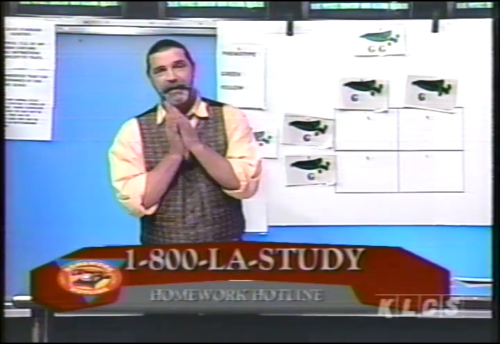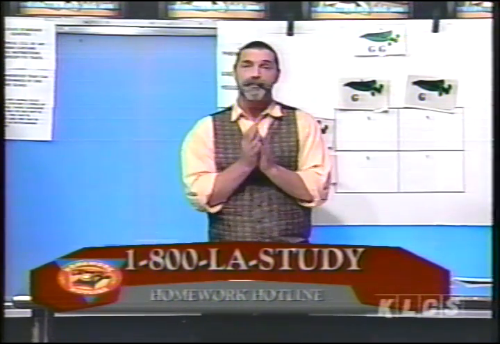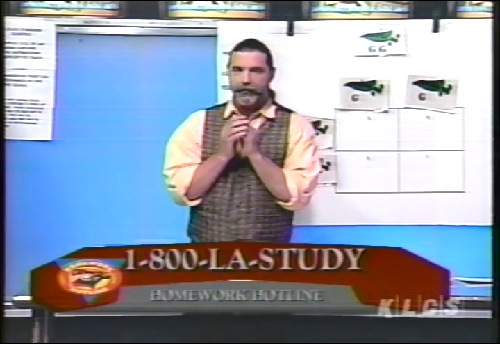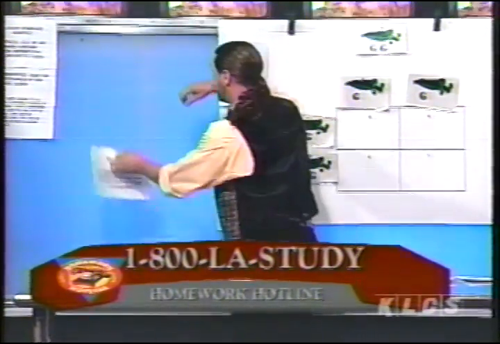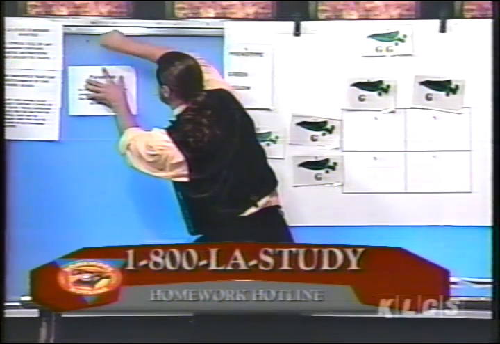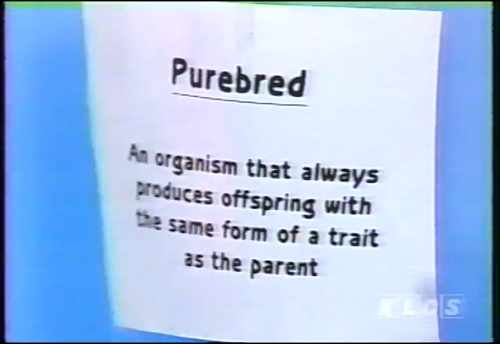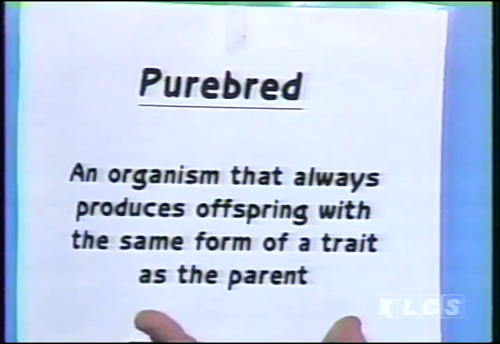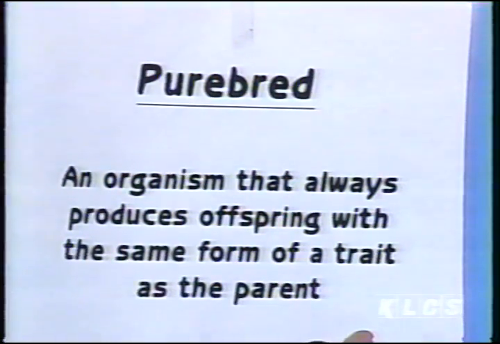So the first thing he decided was, if he was going to study these traits, he wanted to know what traits were present in the plants. So he created what was called a purebred organism. He created purebred plants that would produce the same trait. The definition of purebred is an organism that always produces offspring with the same form of a trait as the parent.